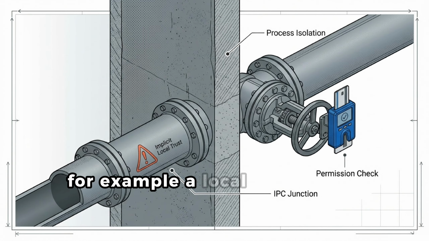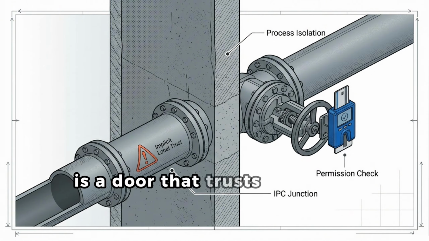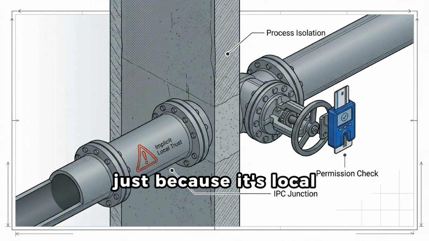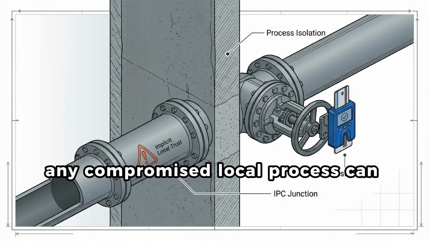For example, a local Unix socket that accepts commands from any local process is a door that trusts the caller just because it's local. That trust assumption is fragile. Any compromised local process can walk right through.